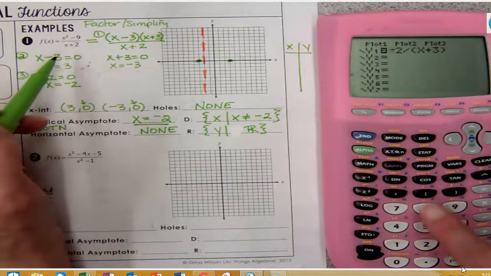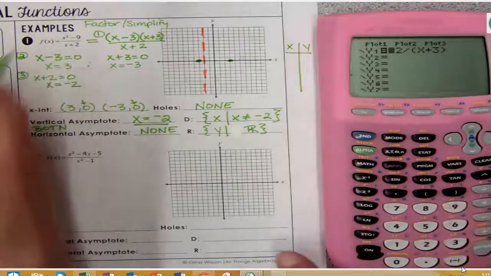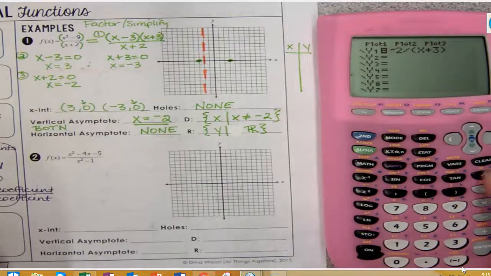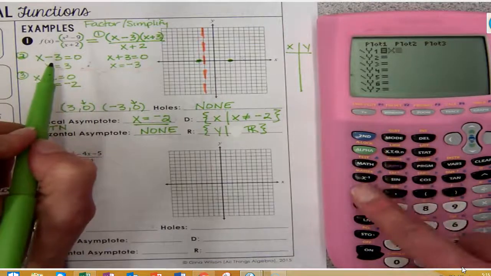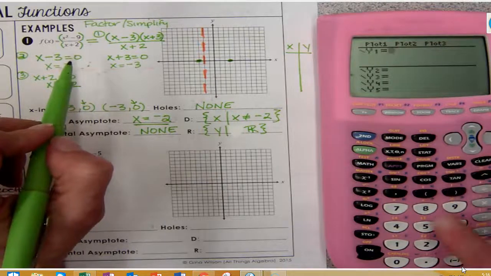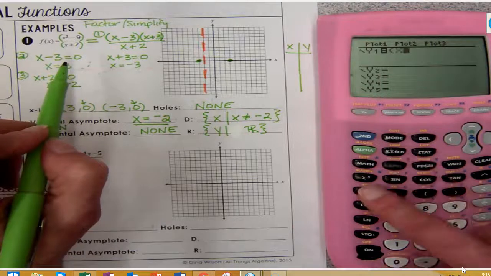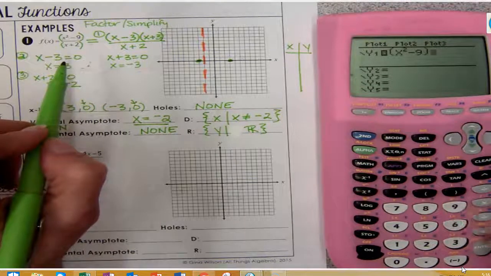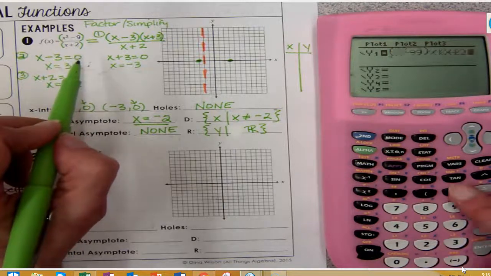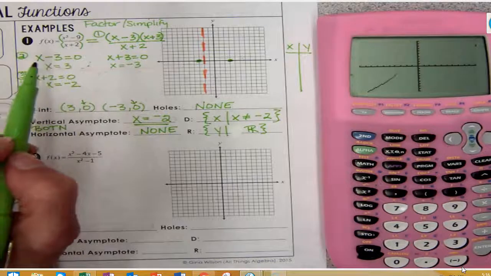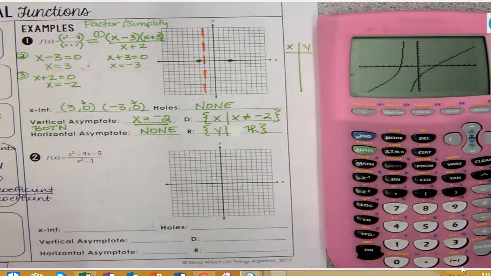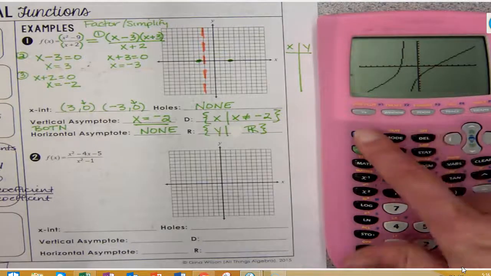So we're going to plug in, and I'm going to make sure that my numerator is 100% completely in parentheses, and my denominator is in parentheses. So I'm going to get x squared minus 9. Oh, here I just said I was going to put in parentheses and I didn't. Parentheses x squared minus 9 parentheses, divided by parentheses x plus 2 parentheses. If I don't put them in parentheses, it's not going to work. And that is an interesting graph. So let's look at this and look at our table.